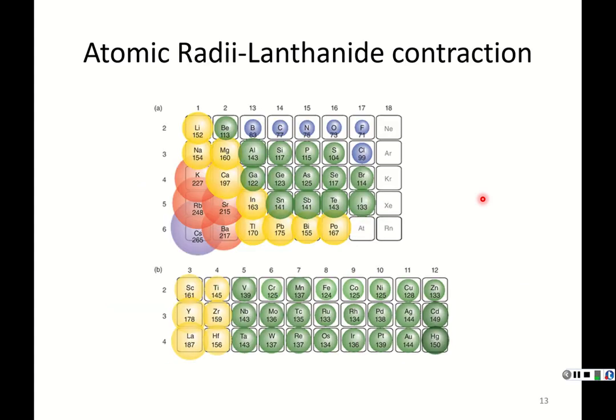Here's another slide demonstrating that lanthanide contraction. For the main group elements, this trend holds as you're going down groups. The size continues to increase. But again, when you look at the second row and third row of the transition metals, there isn't an increase in size from those two.